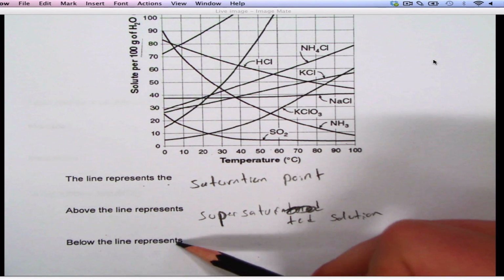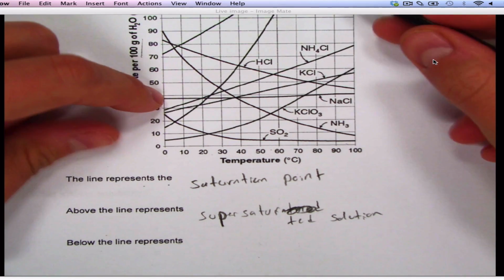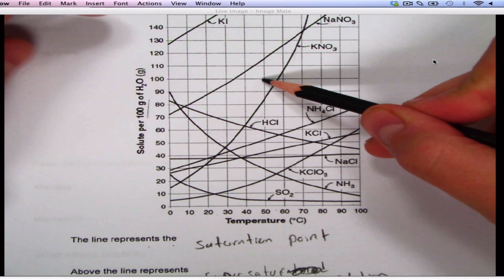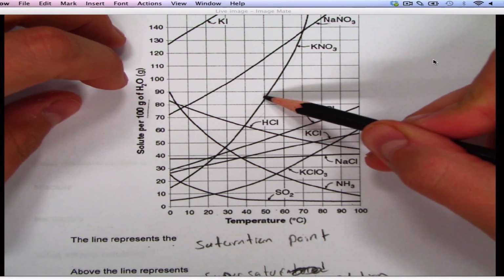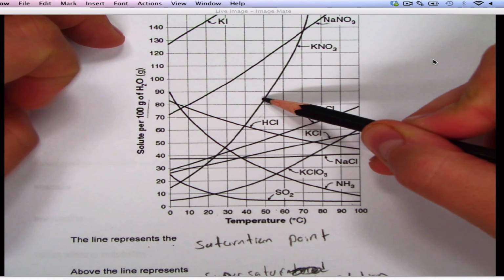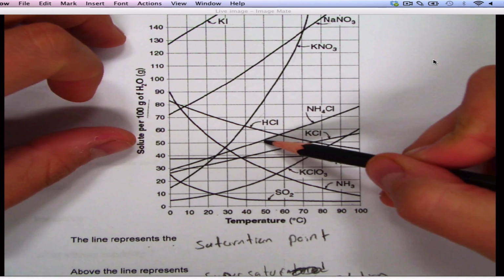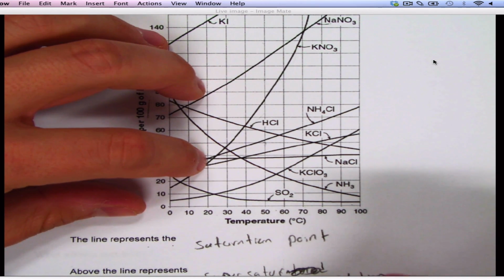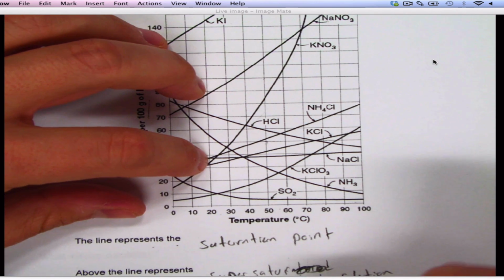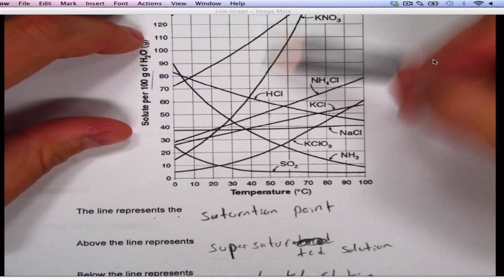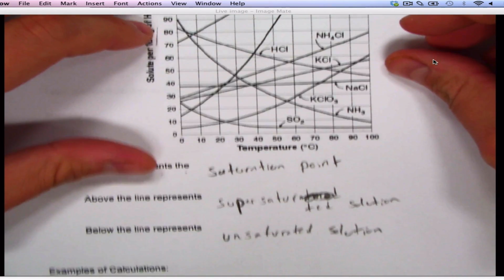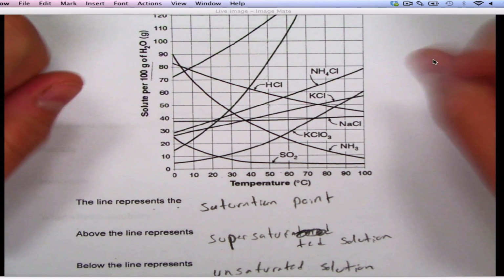And then let's say I look at this KNO3 line at 50 degrees, and I dissolved 100 grams, so I'm above that line, that means it's supersaturated. But let's say I dissolved 85, that'd be right on the line, so it'd be a saturated solution. And if I dissolve 50 grams at 50 degrees, that's below the KNO3 line, which makes it an unsaturated solution. So above the line means supersaturated, on the line means saturated, under the line means unsaturated. Those are things you can tell right away.